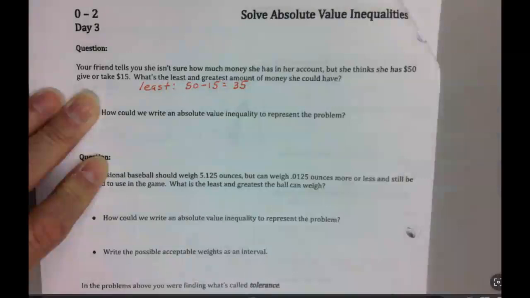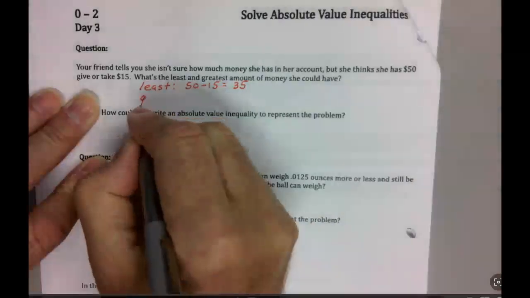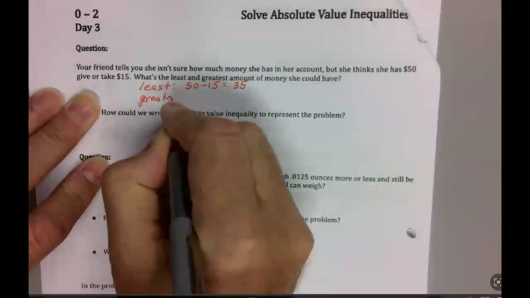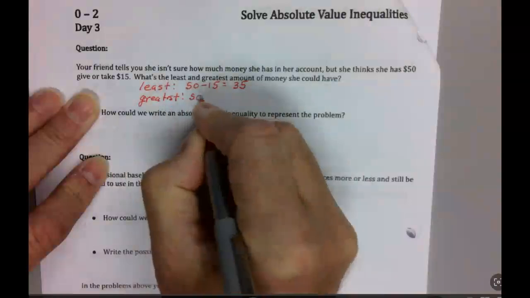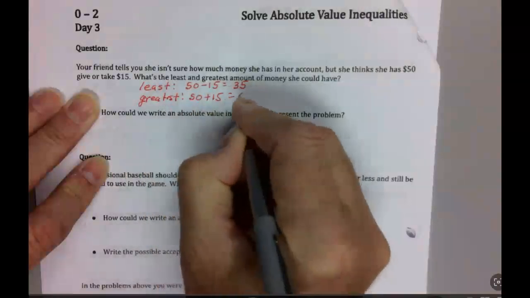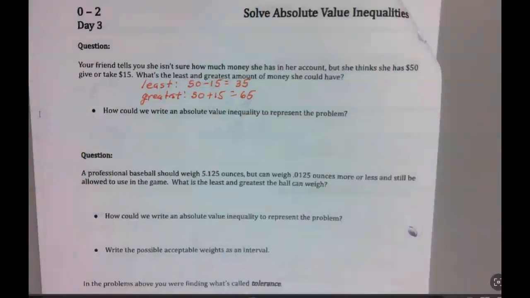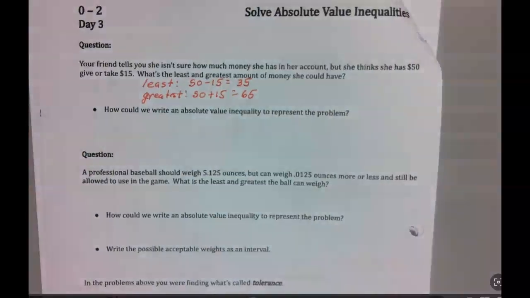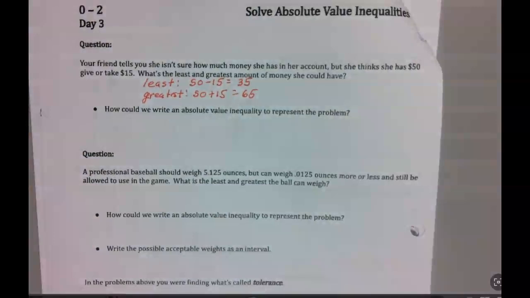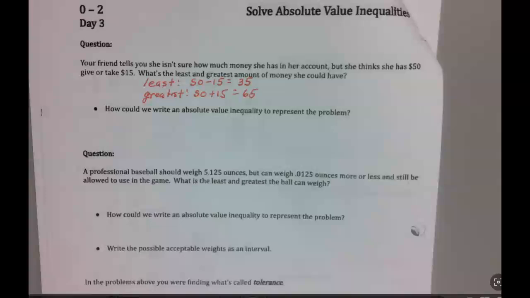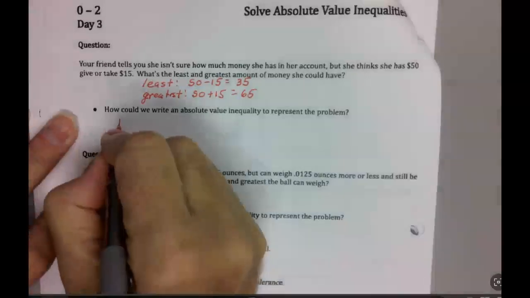$35, thinking that she has $50 in her account. The greatest amount she could have, thinking she had $50 in her account, would be 50 plus 15, which is 65. Agreed? Correct? Agreed? Does everybody agree with me this is an and problem? Somewhere between 35 and 65. Correct? So when we do this, this is an and problem.